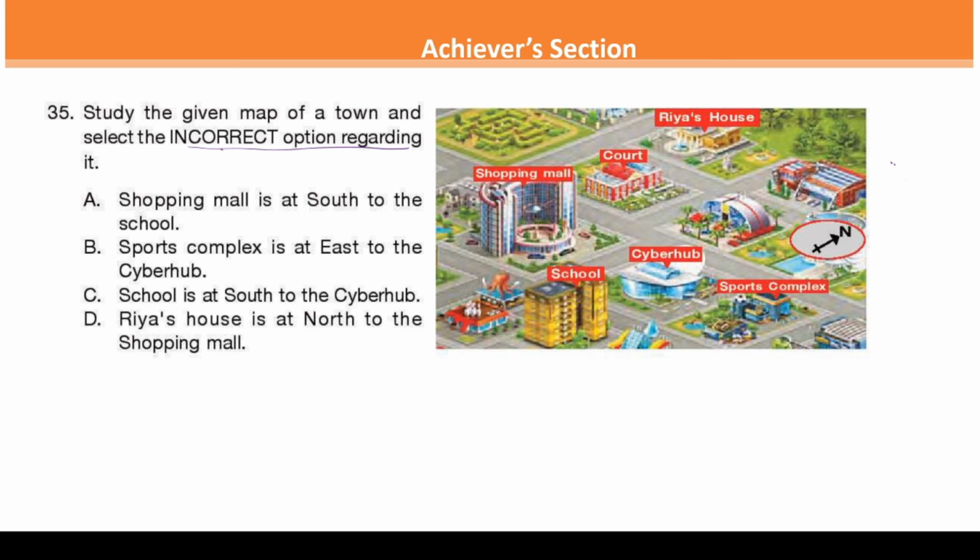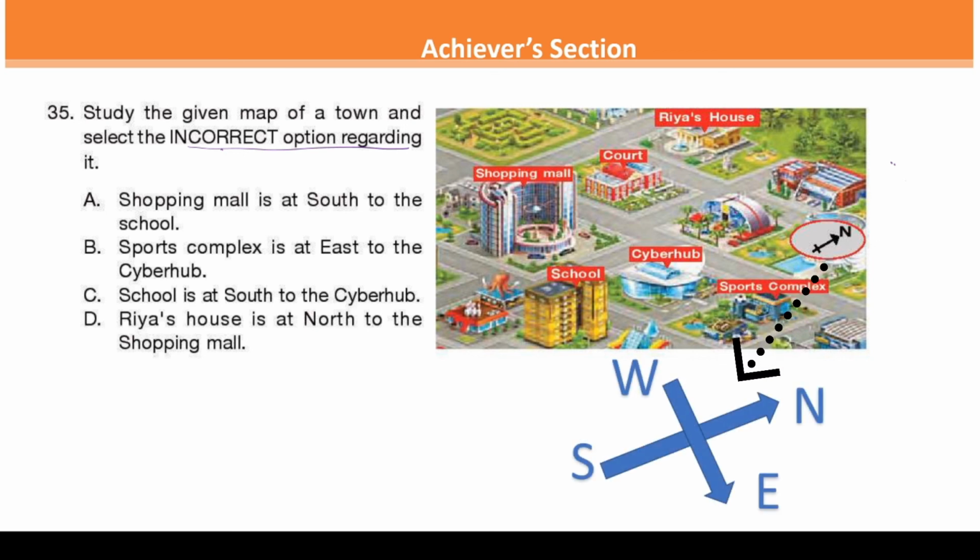Well, let's see if you've solved it right. So first thing to start this is when a direction is given, just plot all the directions. So this side is north, the right to north is east, opposite to east is west, and opposite to north is south. Now let's solve it. Shopping mall is at south to the school. This is the school. The south is this side. The shopping mall is here. So no, shopping mall is not to the south.